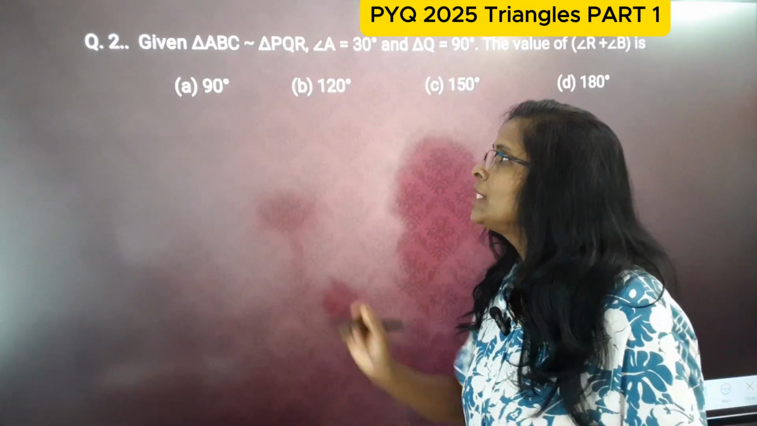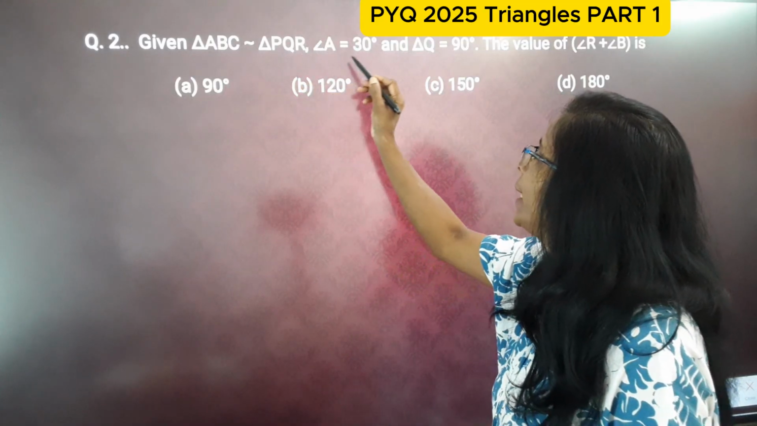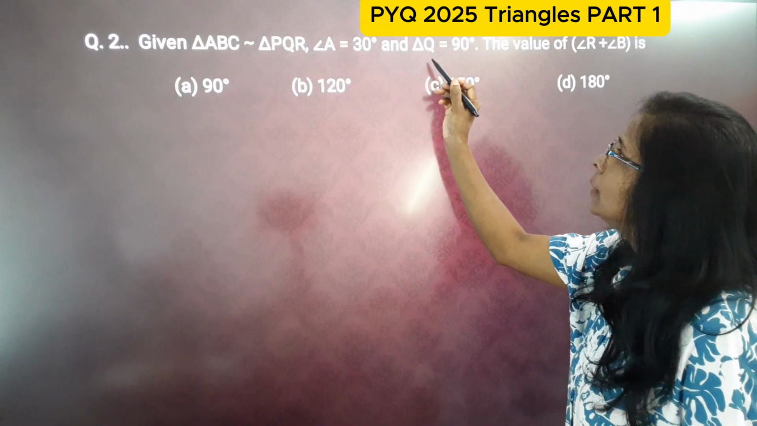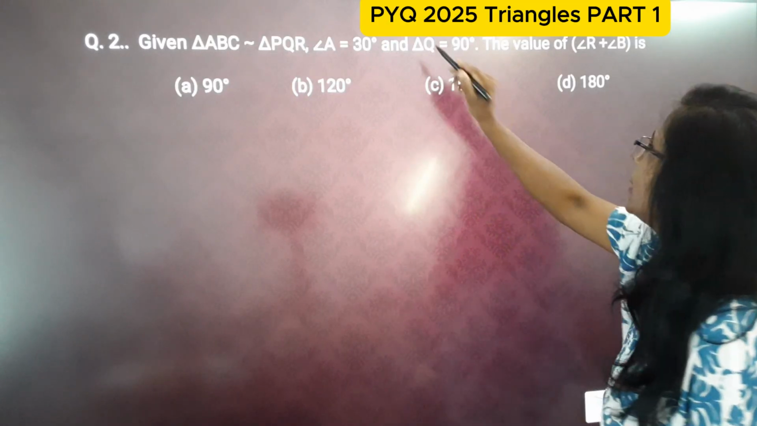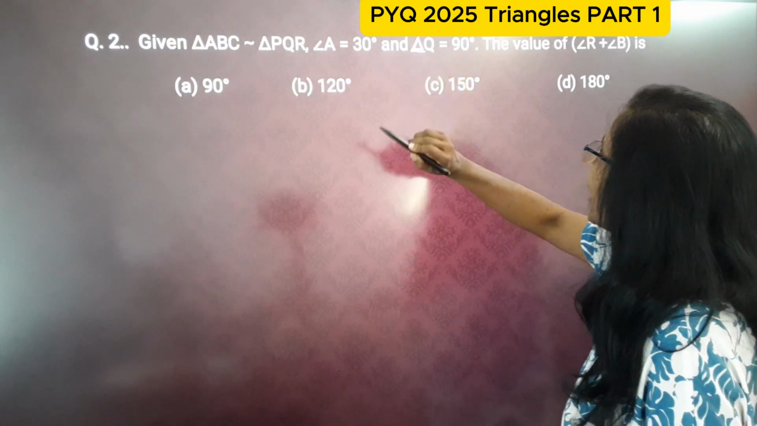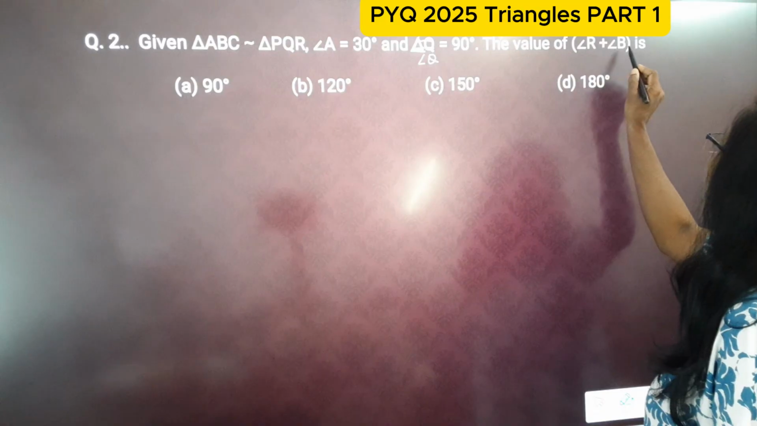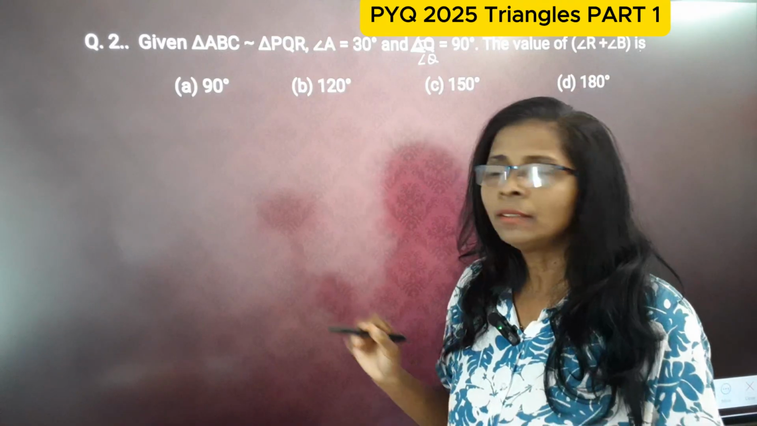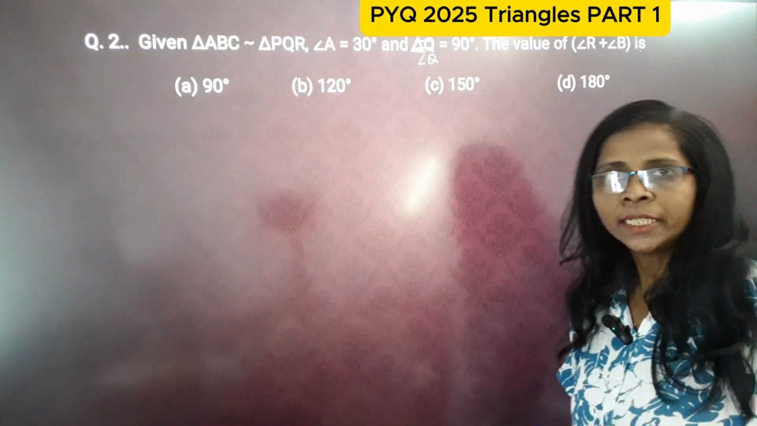Second example, students. Given triangle ABC is similar to triangle PQR, angle A is equal to 30 degree and angle Q is equal to 90 degree. Okay students, here angle Q is equal to 90 degree. The value of angle R plus angle B is? Options are 90 degree, 120 degree, 150 degree and 180 degree.